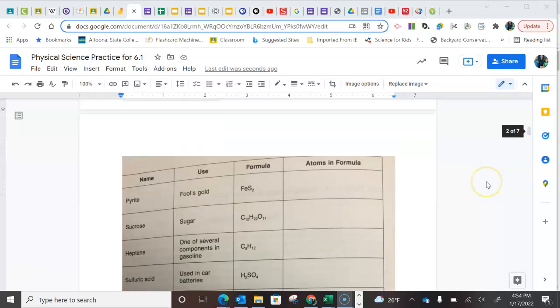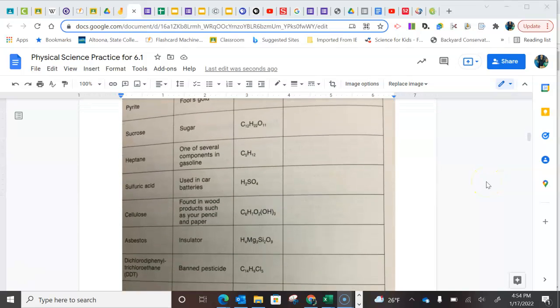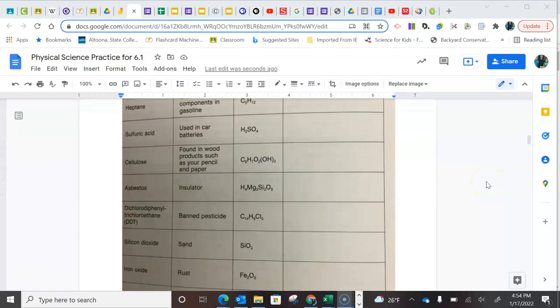So there's 2 pages of practice here. Make sure when you do this one that you add all of the oxygens together.